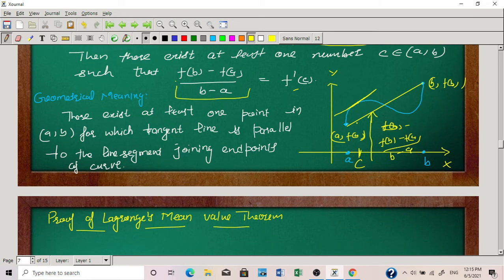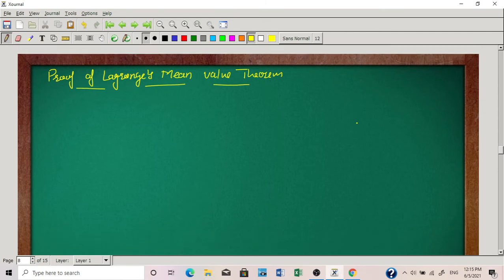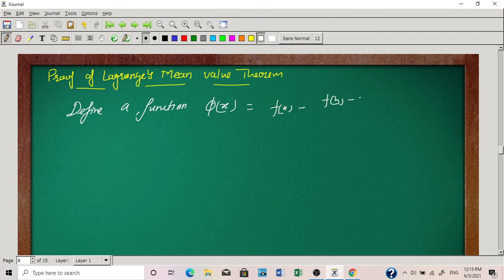अब इसका प्रूफ कर लेते हैं. जो इसका प्रूफ करेंगे वो हम रोल्स थ्योरम को यूज करके करेंगे. तो सबसे पहले we will define a function. Define a function. Let's suppose we give the name phi(x) to this function. Represent this function by phi(x) = f(x) - ((f(b) - f(a))/(b - a)) * x.